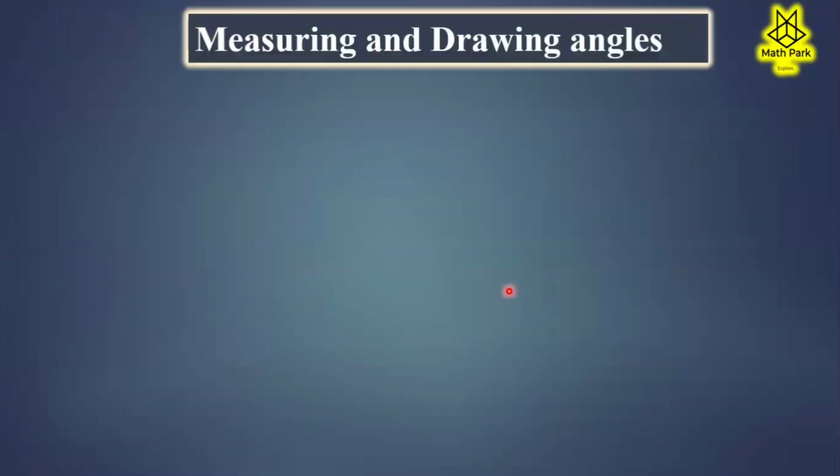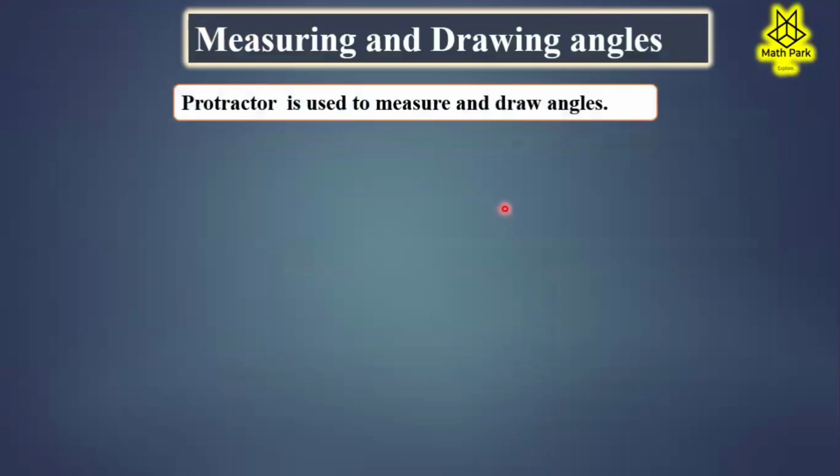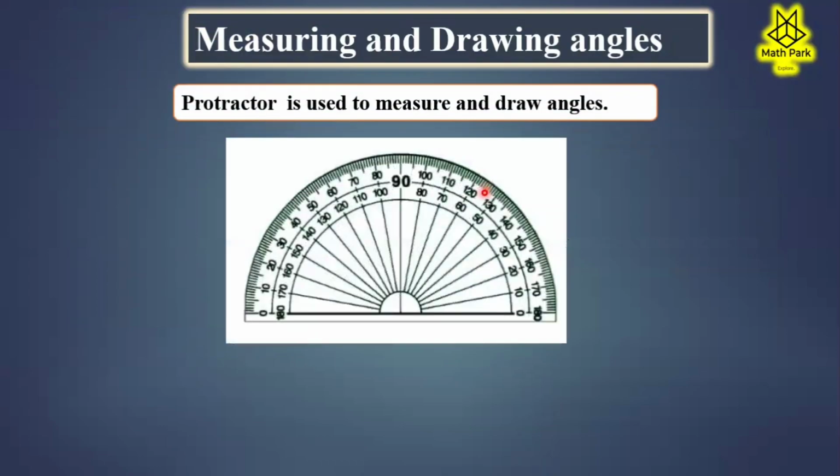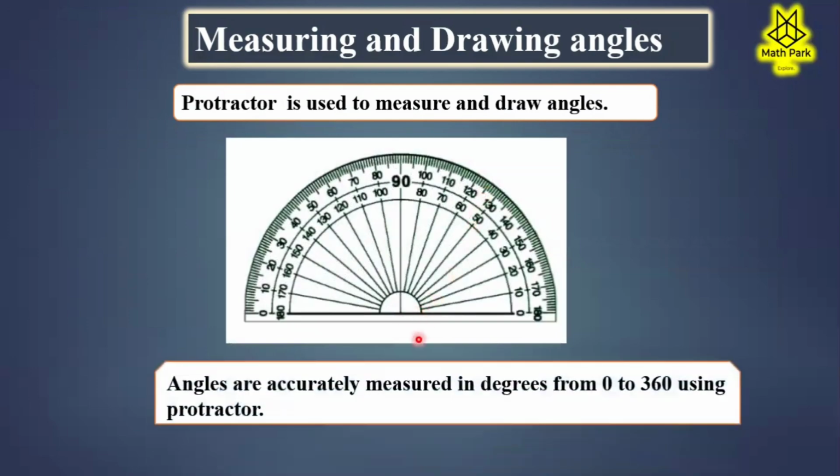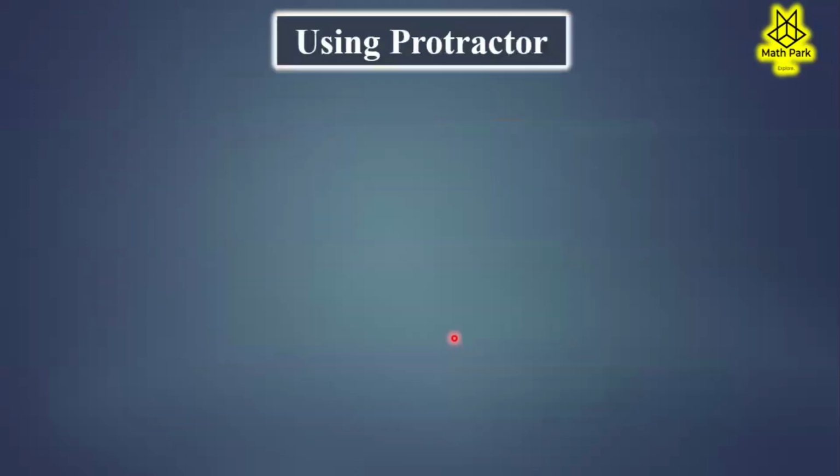How do we measure and draw angles? The instrument that we use to measure angle or draw angles is the protractor. Angles are accurately measured in degrees from 0 to 360 using the protractor. For this, it is 180 degree, and then you can further measure up to 360 degrees.